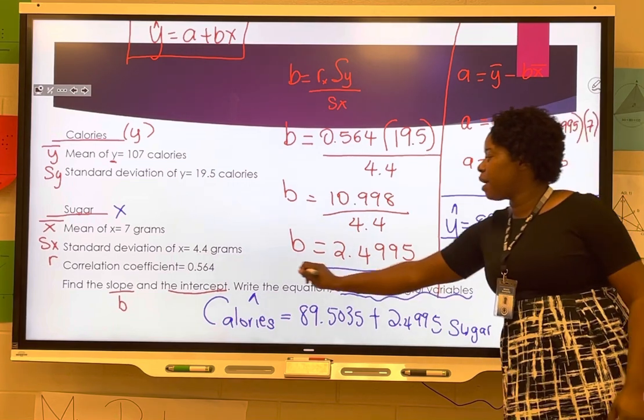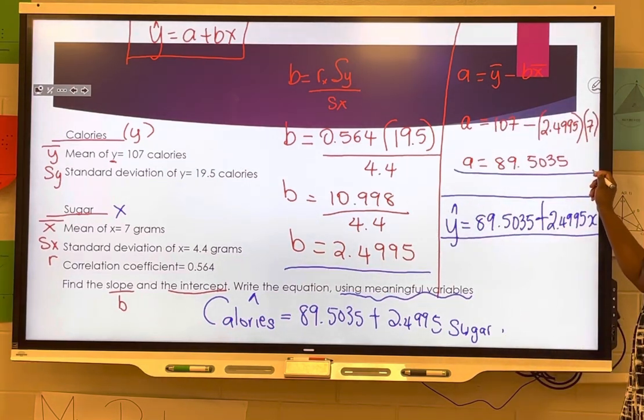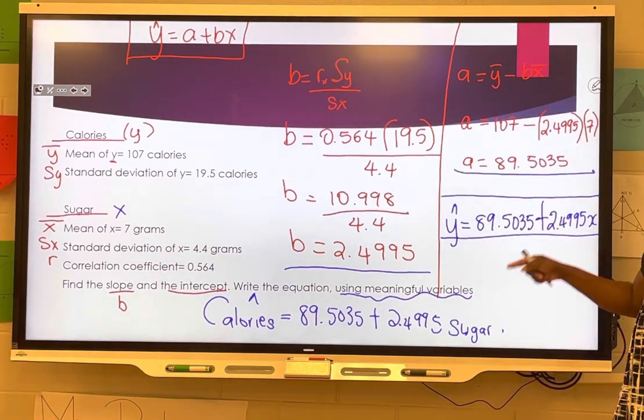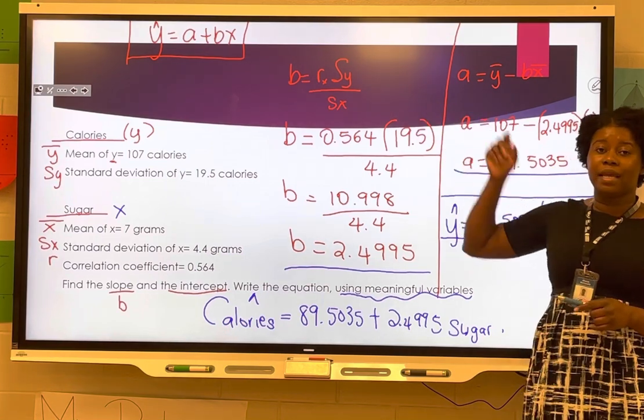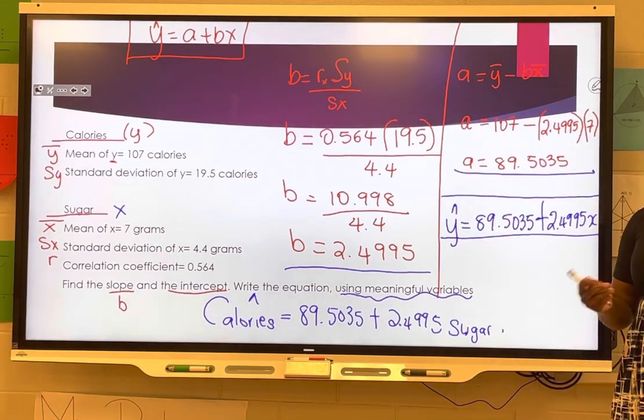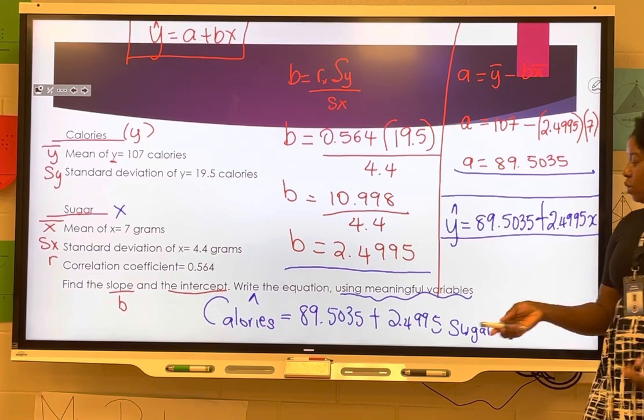Again, I found my slope and I found my y-intercept and I just plug them into the formula and find whatever I need. Alright, so these two formulas are very important. You need to remember them. On tests and quizzes, they will be given. It's up to you to know how to use them.